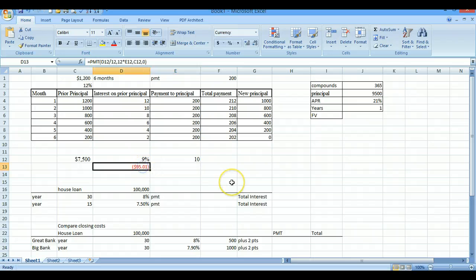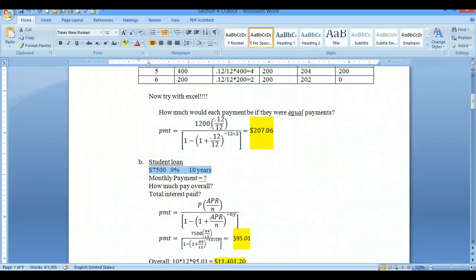Now it's going to say value because that right there needs to be a number instead of words. There we go. And you'll notice it's a red number saying that that is money away from me or in the negative. And I'm okay with that because this is a payment of $95.01. Let's go back in. And there we go, $95.01.